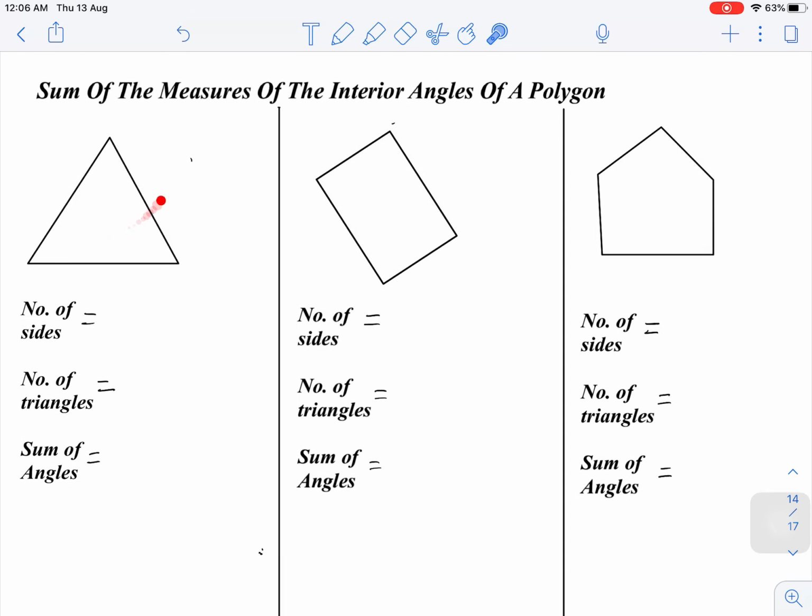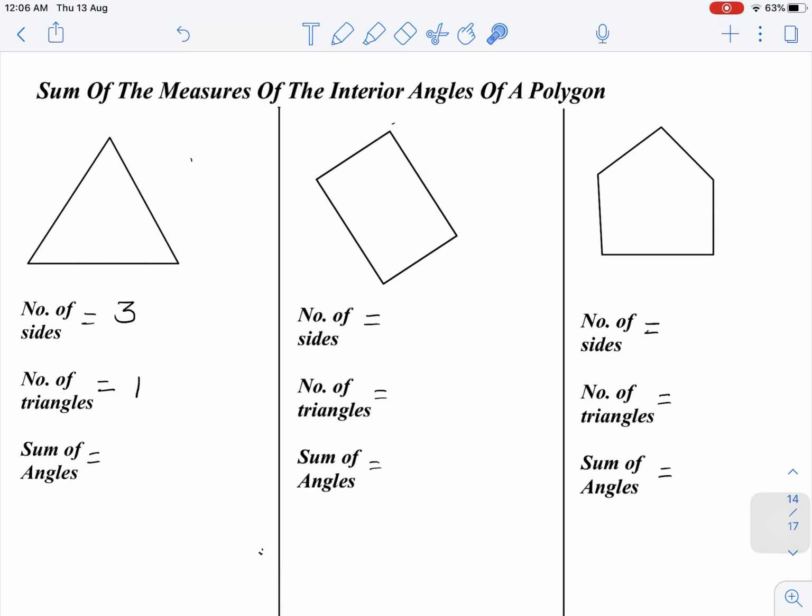Here our first figure is a triangle, the second figure is a quadrilateral, that is a figure with four sides, and the next figure is a pentagon, that is a figure with five sides. Now if you look at this triangle, we know that it has three sides, so let us write here number of sides equals 3. In the previous class we learned, how many triangles are there? Only one triangle is there.